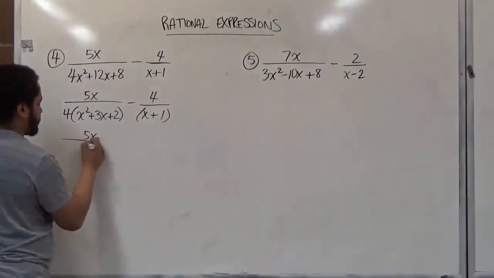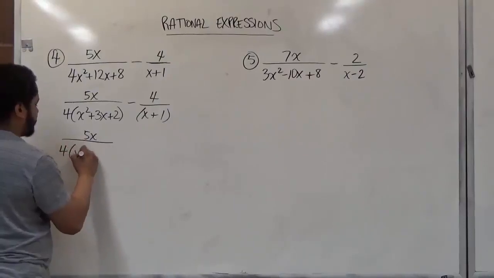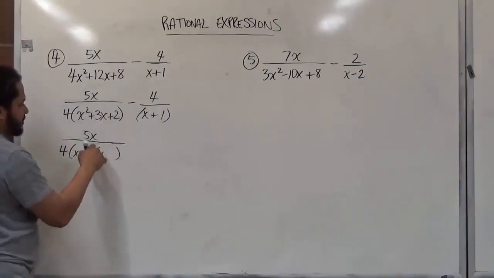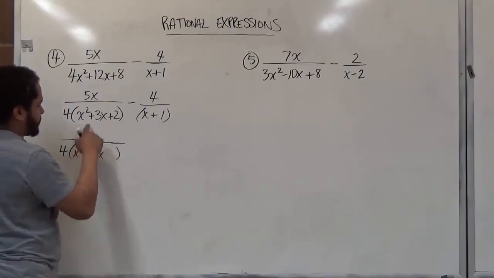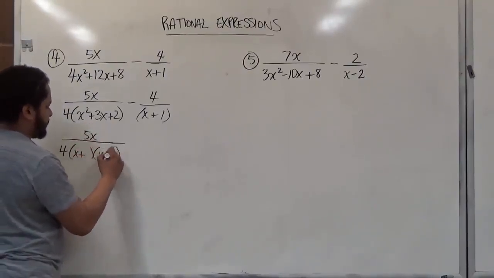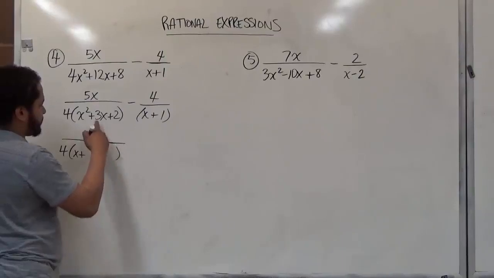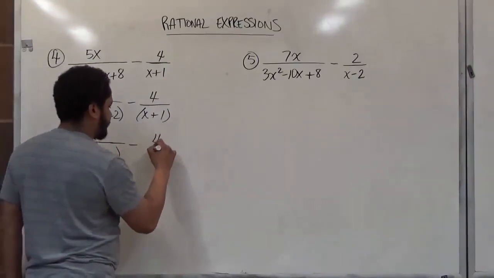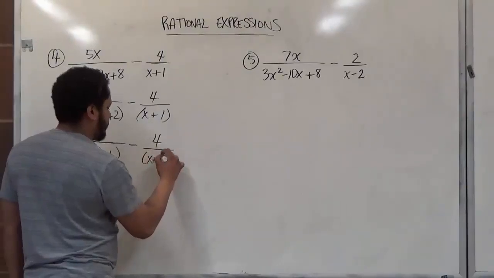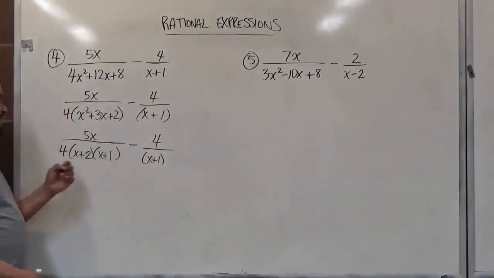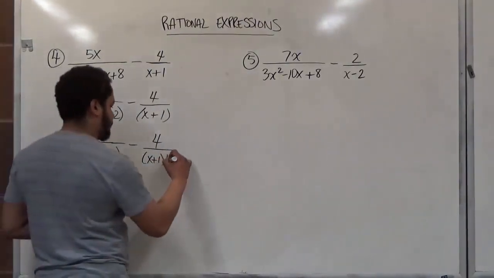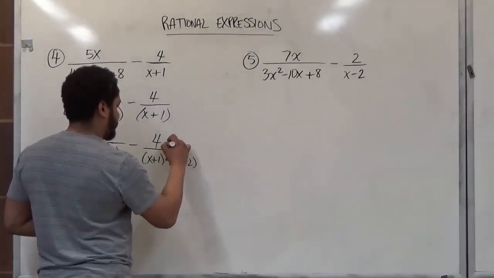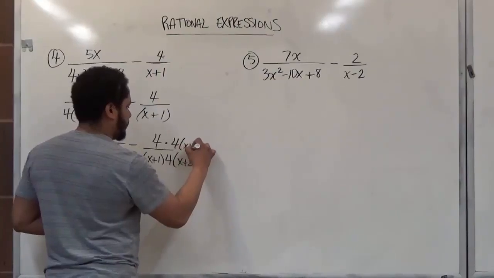So we have 5x on top, we have a 4, we put an x inside one, an x inside the other. Since it ends with a plus, both terms get a plus because the middle term is positive. And the factors of 2 that add up to 3 are just 2 and 1. And here we see the x plus 1, which is under the 4. And all we need to complete the LCD here is a 4 and an x plus 2. So we're going to multiply by 4 and x plus 2. And here we're going to multiply by 4 and x plus 2.